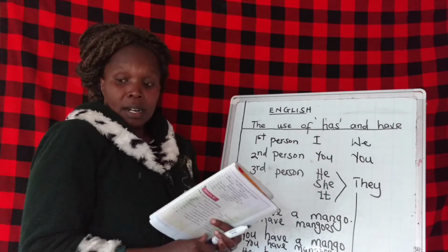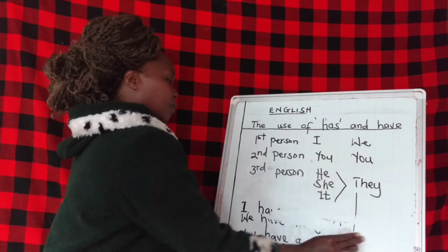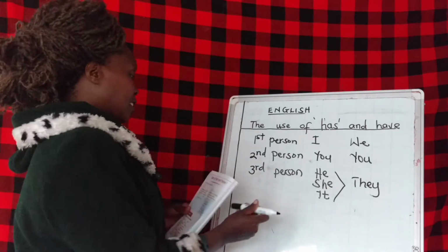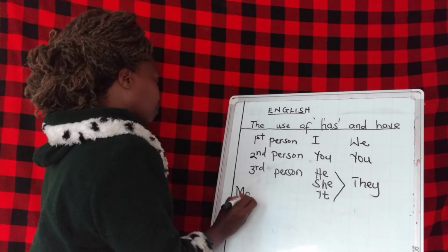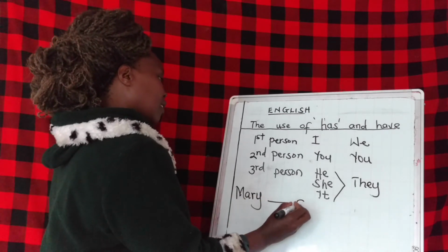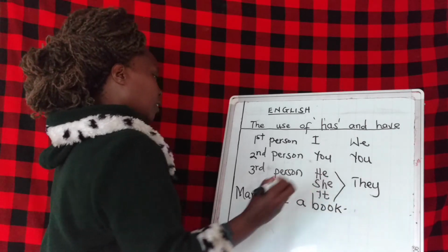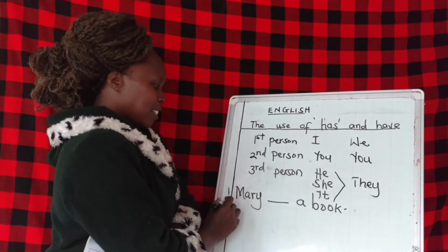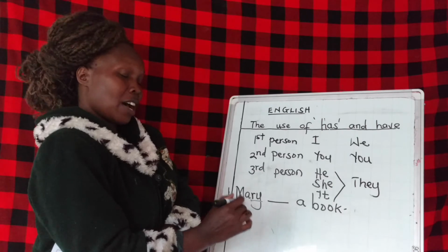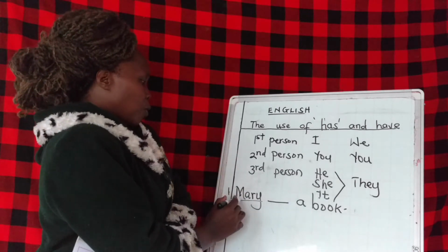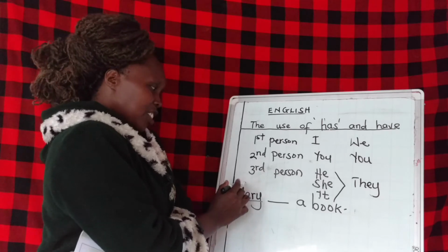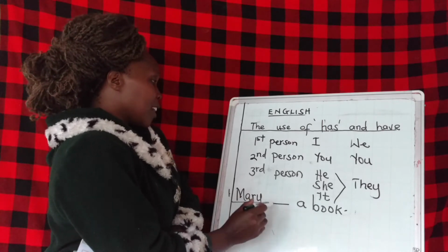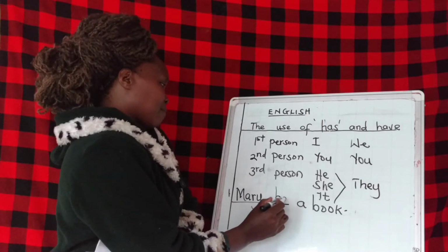So by the use of examples, we're going to look at a few sentences. That is, we say Mary dash a book. Can we say Mary have a book or Mary has a book? We know that Mary is a name of a girl or a name of a female. So we say the pronoun that takes the place of Mary is she, where we find it as the third person. So we'll say Mary has a book.